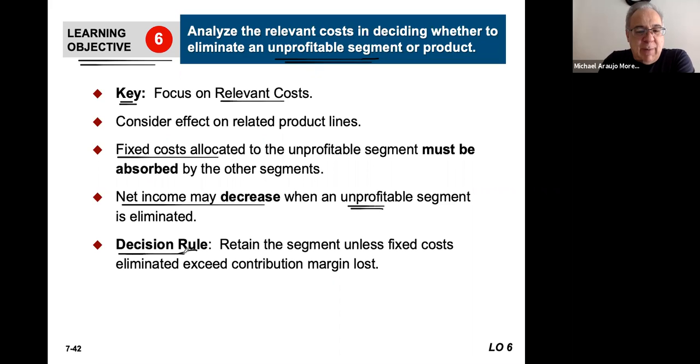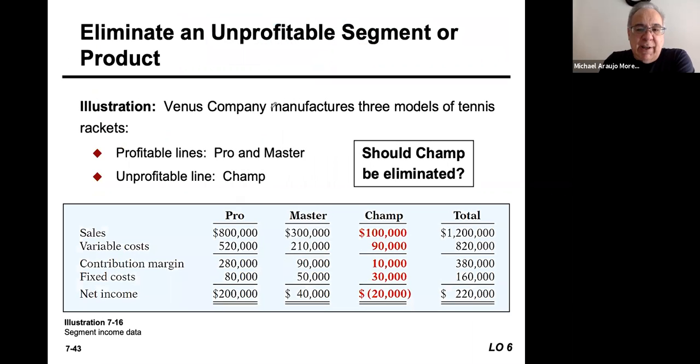So that's a very interesting thing to look out for here. And in general, how we make decisions is, look, unless you can eliminate those fixed costs over and above the contribution margin, keep it, try to improve it. Otherwise, it's not worth it. So let's take a look here at Venus Company. They make tennis rackets. They have 3 lines of tennis rackets: the Pro, the Master, and the Champ.